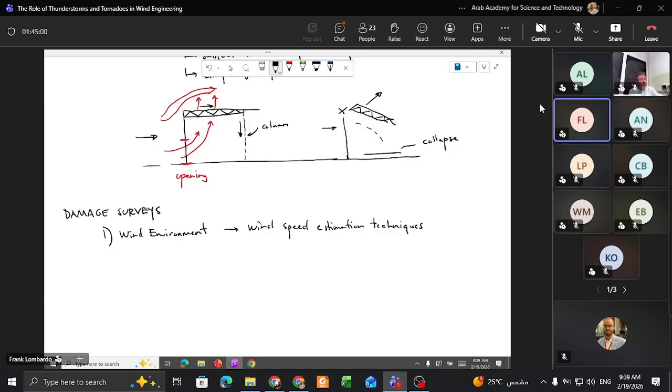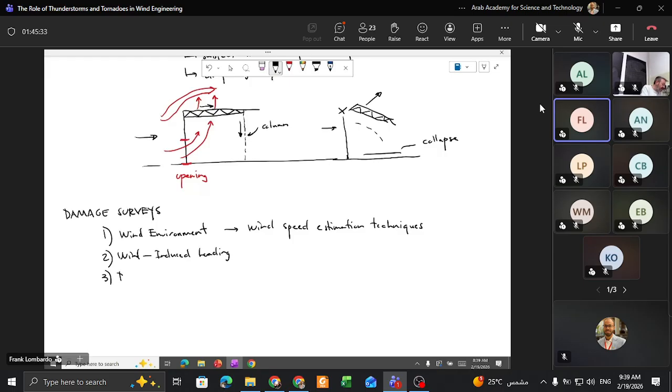Okay, we already talked about a simple one, which was the EF scale, right, where the wind speed is based on damage, but we'll also talk about some other wind speed estimation techniques. From the damage survey, and potentially from information on the damage itself, we can understand something about the wind-induced loading, which we talked about yesterday.